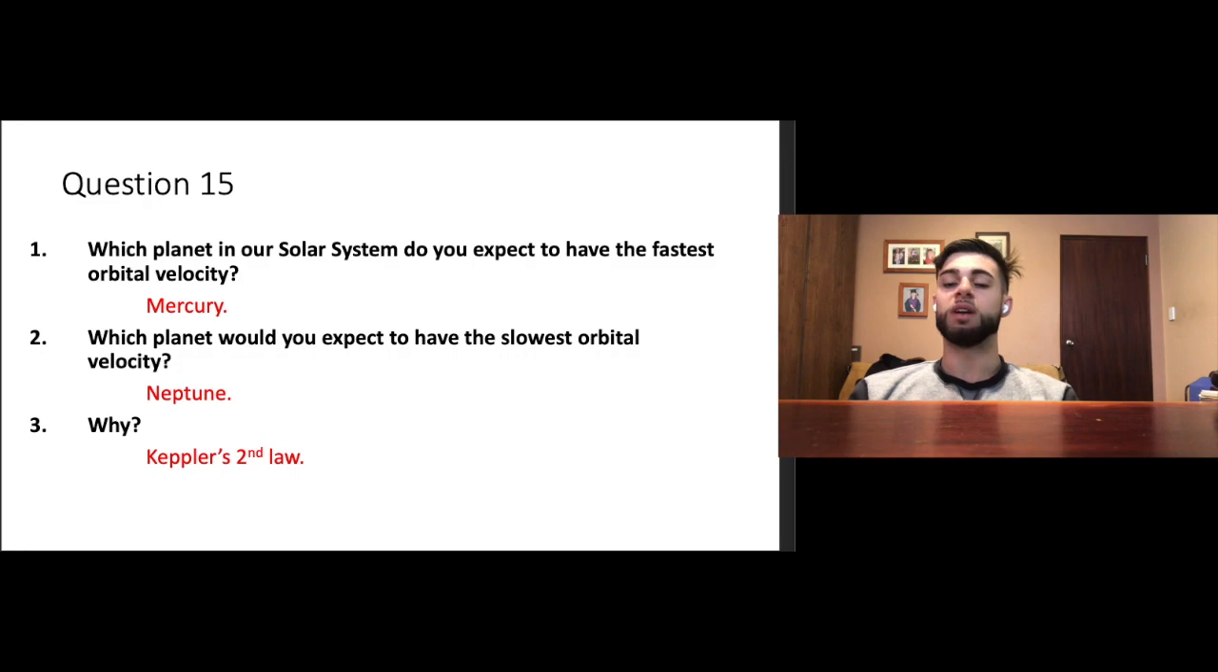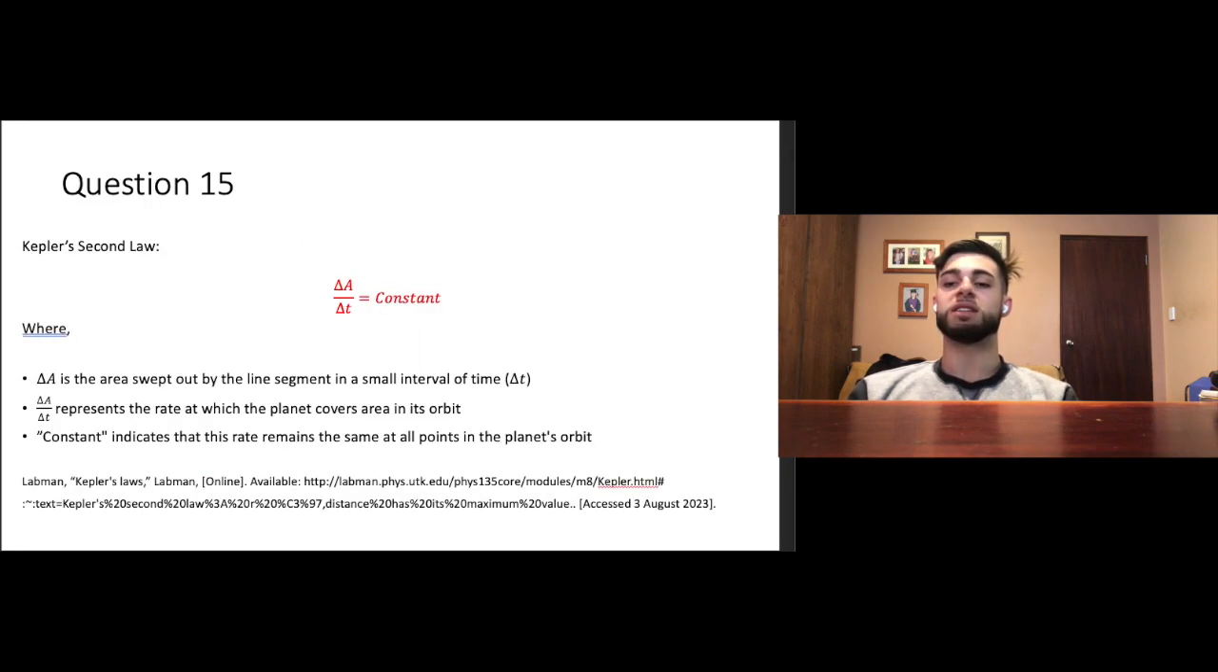Kepler's second law, also known as the law of equal areas, states that a planet sweeps out equal areas in equal times as it orbits the Sun. This means that a planet moves faster when it is closer and slower when it is farther away. Mercury therefore has the fastest velocity, whilst Neptune has the slowest.